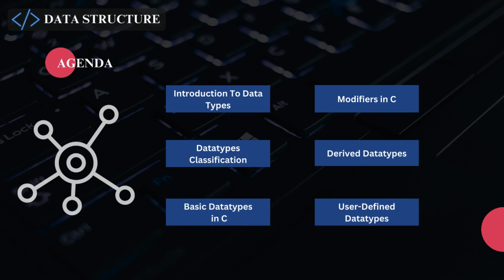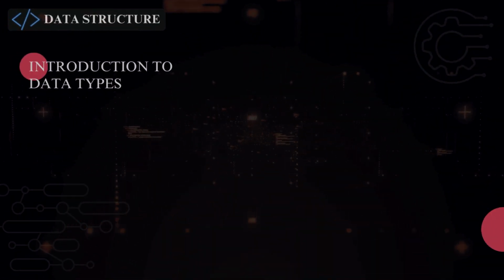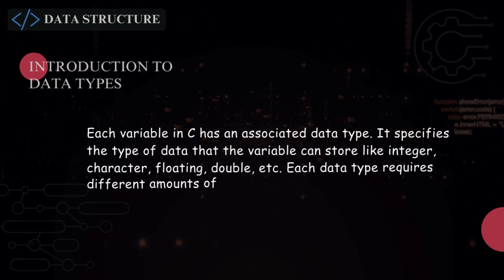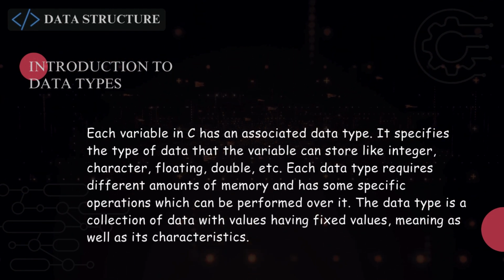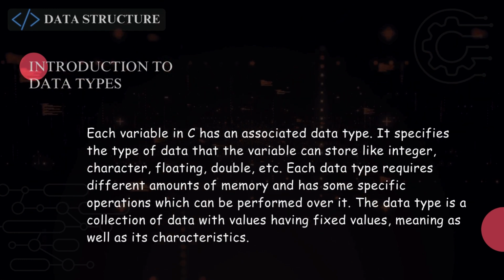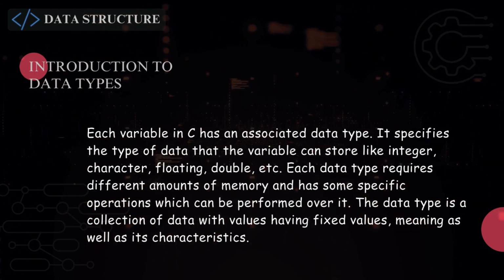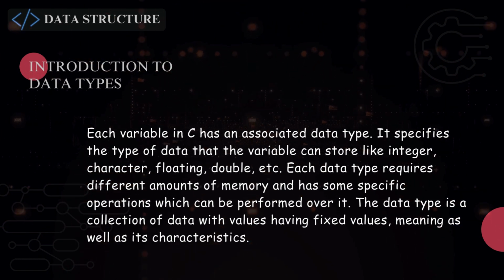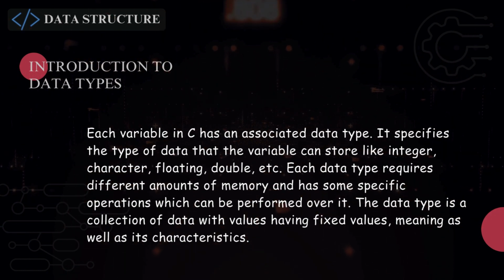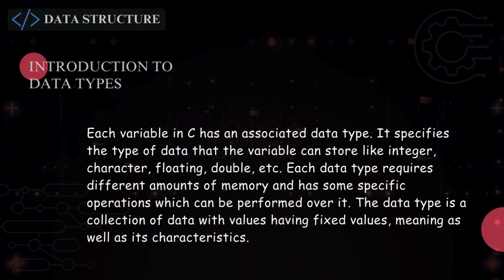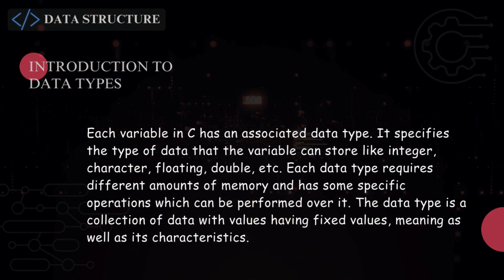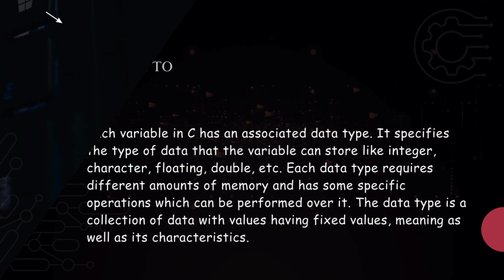We are going to look into the introduction to data types and modifiers in C, data type classifications, derived data types, basic data types in C, and user defined data types. So, introduction to data types. Each variable in C has an associated data type. It specifies the type of data that the variable can store, like integer, character, floating, and double, etc. Each data type requires a different amount of memory and has some specific operations which can be performed over it. The data type is the collection of data with fixed values, meaning as well as its characteristics.